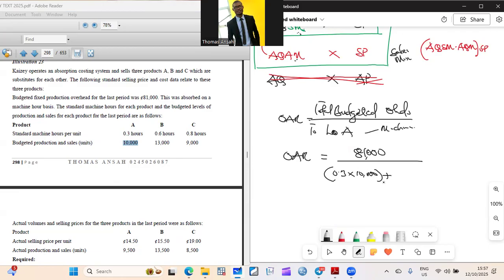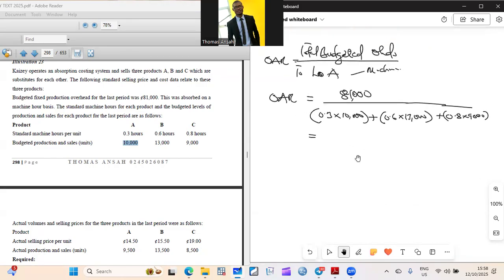Plus the next one, 0.6 times 13,000, plus 0.8 times 9,000, so that you can get the total level of activity. We did this thing in absorption costing. So what will be your overhead absorption rate? Quick, what will be your overhead absorption rate? If you have your overhead absorption rate, that's what you are going to use to absorb in your cost structure to determine the profit, because this one uses absorption costing.